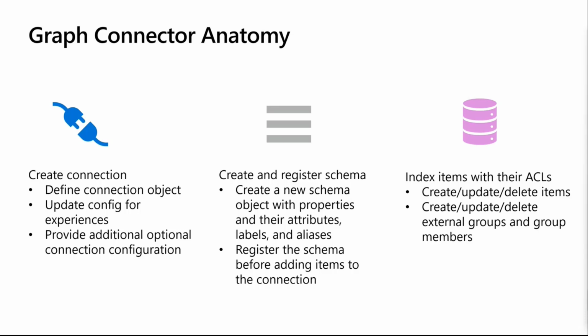That's an important point. And then lastly, you need to index those items with their ACLs. So this is about bringing that data into Graph. This means creating, updating, and deleting items and creating, updating, deleting external groups and group members. So this is part of the data sync process.